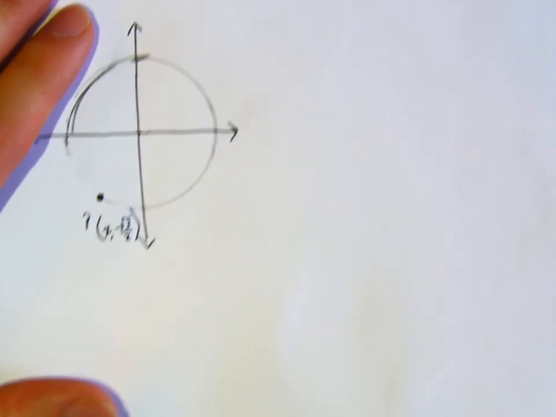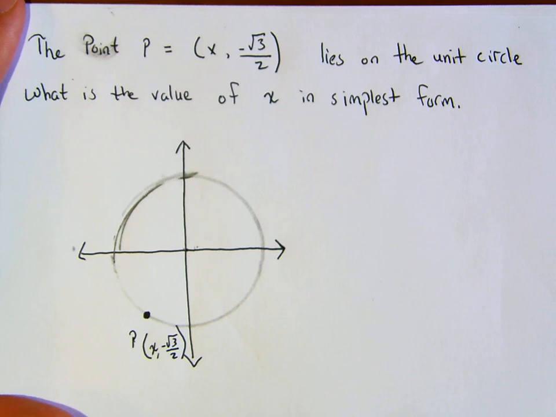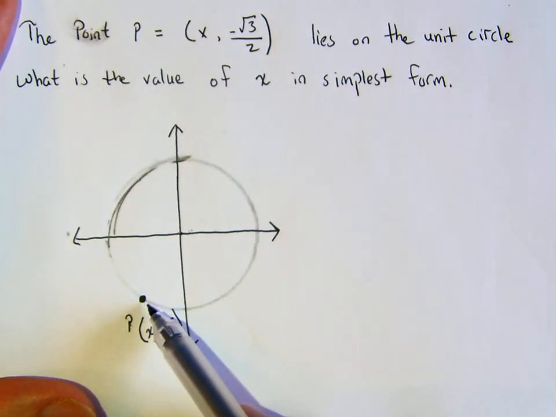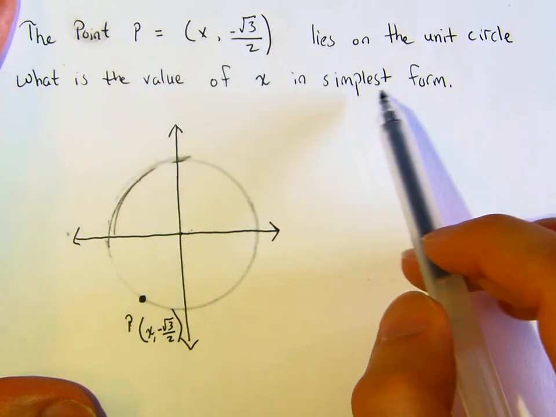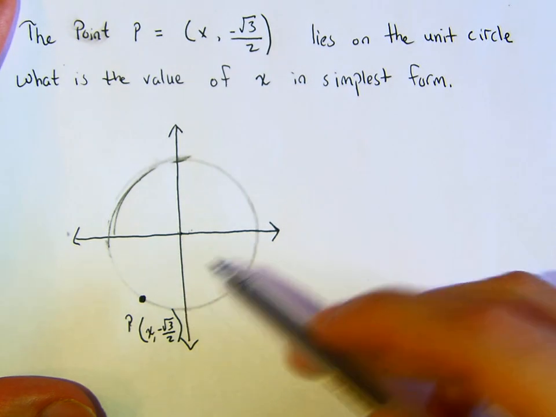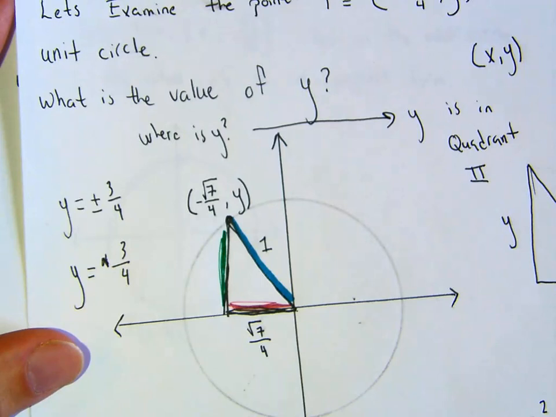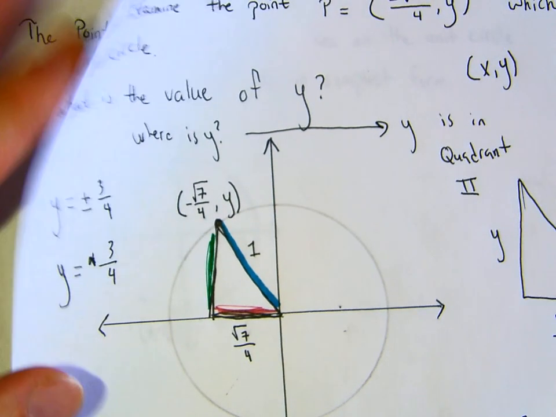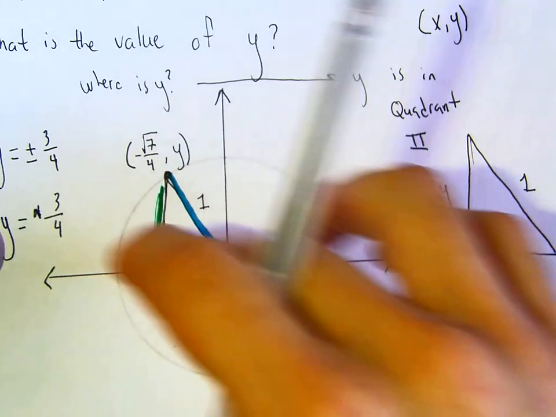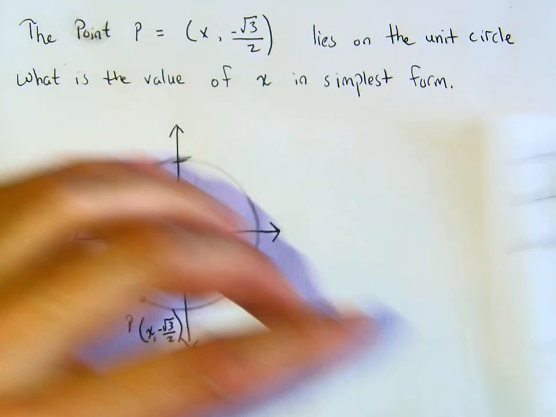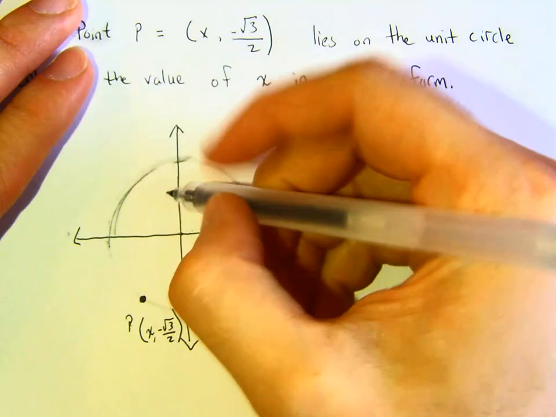Let's imagine if we have this point, same idea, same question, and what I want you to do is pause the video and try and copy it down, right? Let's say the point P is here in the third quadrant, and it lies on the unit circle. What is the value of x in simplest form? So what I want you to do is try and rewind, and the same kind of method we used to find this triangle, how we found y over here, try and do it for this one here. Right? Let's do this one together.